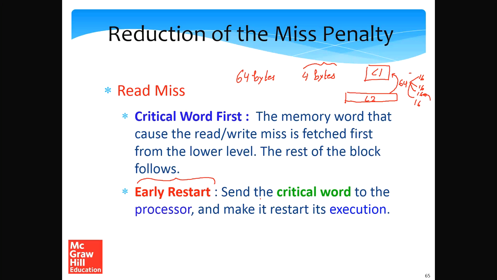And the way we are doing it is that we are tweaking the order in which the bytes get transferred from the lower levels of the memory hierarchy to the L1 cache. Instead of reading the bytes sequentially within a block, we read the part that we are interested in and transmit it first. After it reaches the L1, we immediately give it to the processor such that the processor can restart its execution.